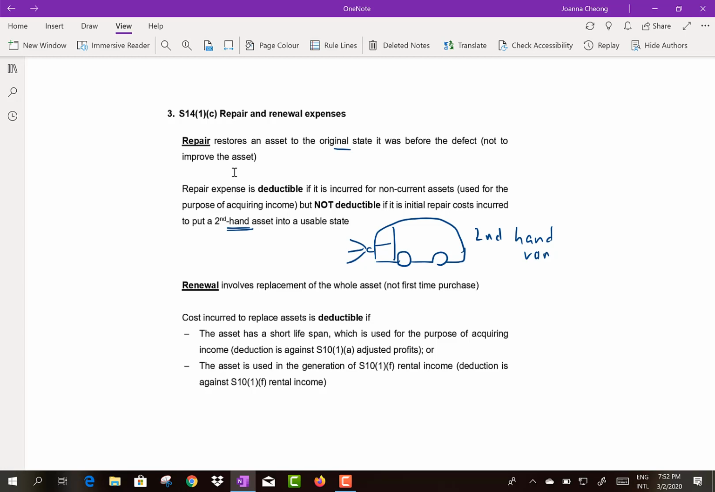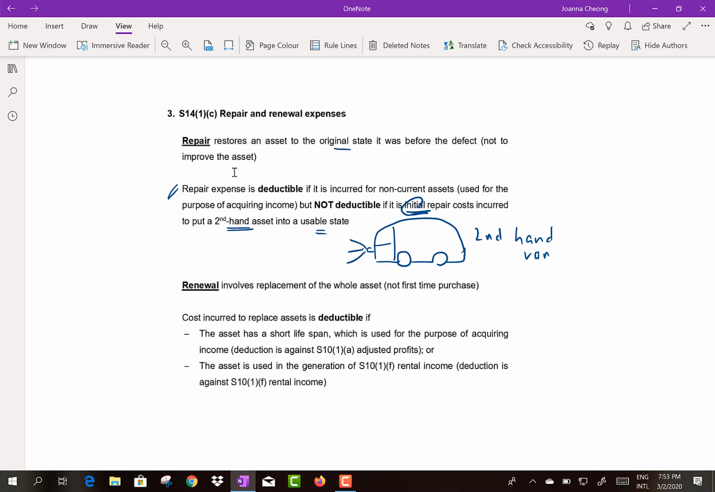repair expenses to ensure that this second-hand car is in good usable condition, such repair expenses will not be deductible. Alright, it's capital in nature because this car you have not used it to help you to earn income yet. So the initial repair expenses on this second-hand asset will not be deductible. So you have to read the whole question to see what is the situation before you can conclude whether the repair cost is capital in nature or not capital in nature, because this will be considered as initial repair cost, capital in nature, initial.